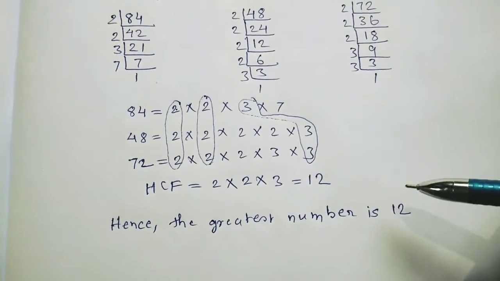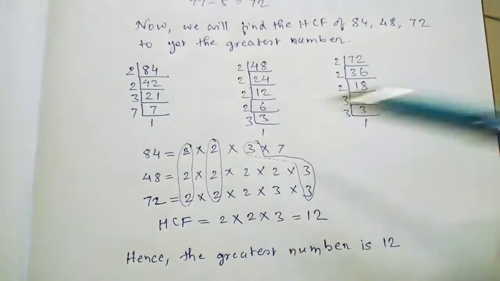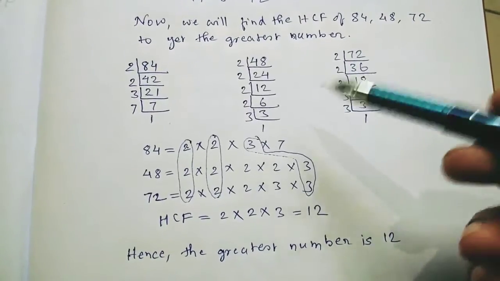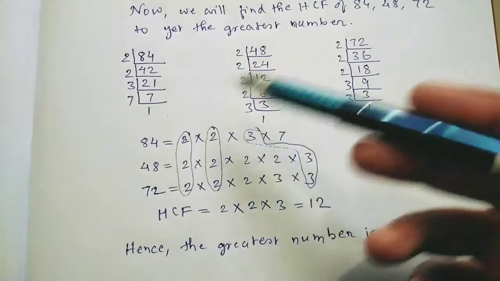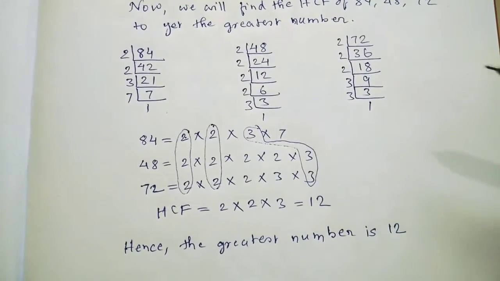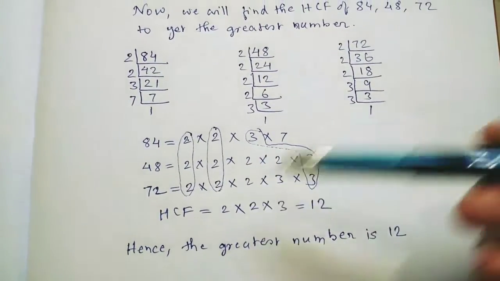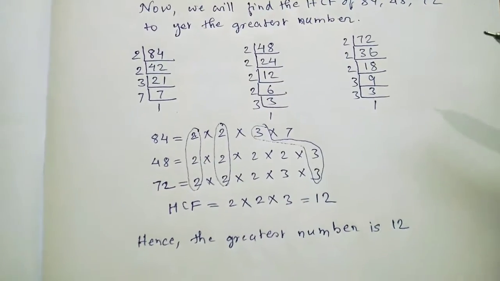Okay students, you can find this question by the long division method also. The prime factorization method is long, so if you do it by the long division method it will be shorter, much shorter. But the answer will be the same. Understood?